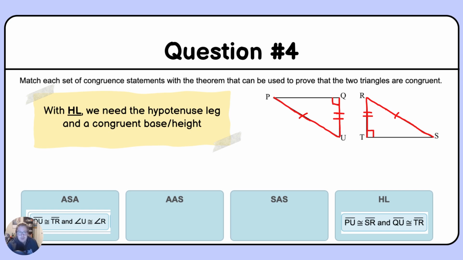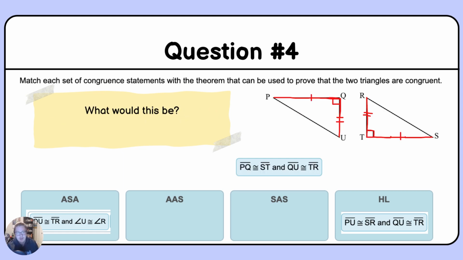All right, now it's the HL theorem because we have the 3 check marks, right? Is there a right angle? Yes, that's what that box is. Is there an equal hypotenuse leg? Yes, that's what PU and SR are. And the last thing we need is either an equal base or an equal height. In this case, we have an equal base, okay?